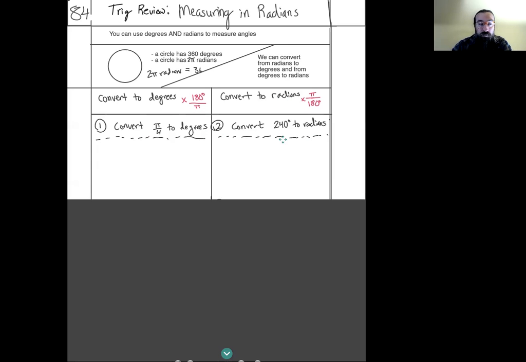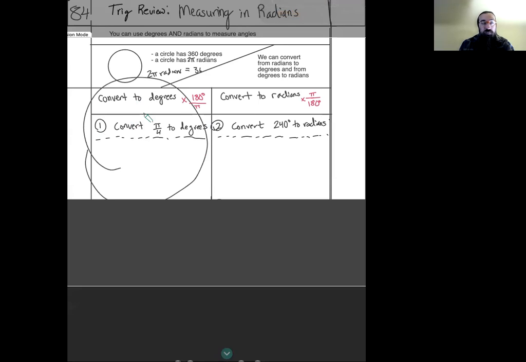It's really that straightforward. So number 1 says convert pi over 4 to degrees. So we're in this column here. We're starting with pi over 4 radians. And we want to know how many degrees that would be. So pi over 4 times 180 degrees divided by pi. Here's our pi over 4. Here's what we're multiplying by. It is that straightforward. And so we're going to get 180 degrees pi over 4 pi.